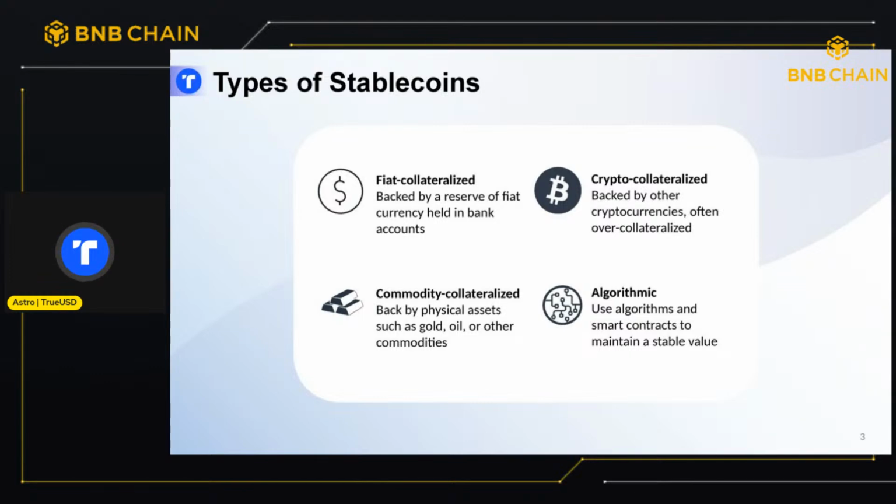Lastly, we have algorithmic stablecoins, which might not be backed by any collateral. Instead, they use algorithms and smart contracts to control the supply of a stablecoin, increasing or decreasing as necessary to maintain a stable value. For example, when the price of the stablecoin rises above the target, new coins are issued to bring the price down. And when it falls below the target, coins are bought back or burned. One example of this is Ethena's USDe stablecoin.